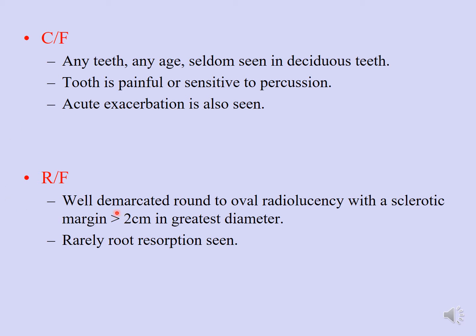Now, radiographically, it's a well demarcated, round to oval radiolucency with a sclerotic margin greater than 2 centimeters in the greatest diameter. Now, this radiographic criterion helps us to distinguish radiographically between periapical granulomas and periapical cysts. So, if the radiolucency is less than 2 centimeters, then most probably it would be a granuloma. But if it's more than 2 centimeters, then it's most probably a radicular cyst. This cyst rarely leads to root resorption.